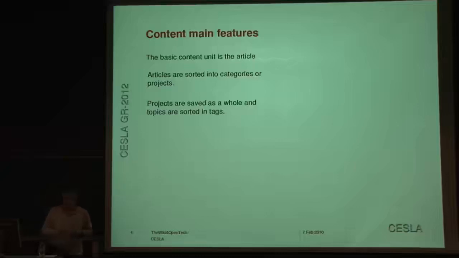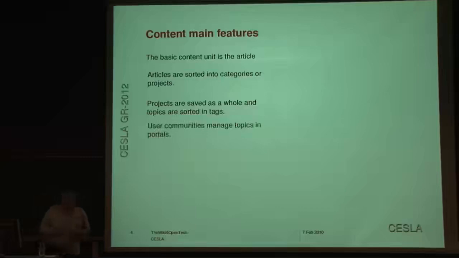You can also use a project. You can include your article in a project. In this way, you can select the article and the project and say, okay, this article, for example, is the analysis of a project, or this article is the timetable of a project. Then you can choose the project, and your article will be included as a tag in a project. In this way, the information that belongs to one project is well sorted in the wiki. Then projects are saved as a whole, and topics are sorted in tags.